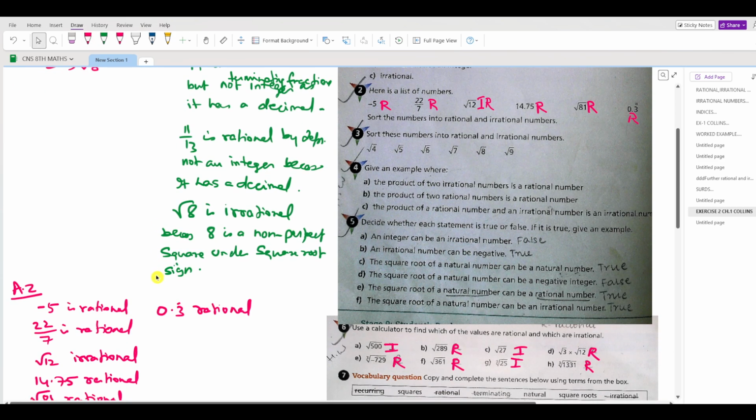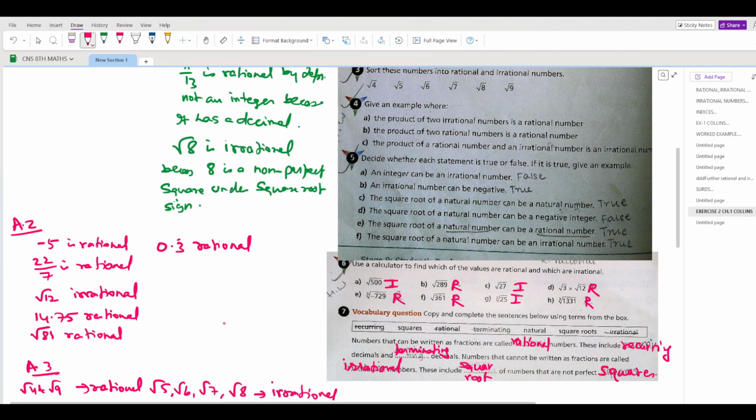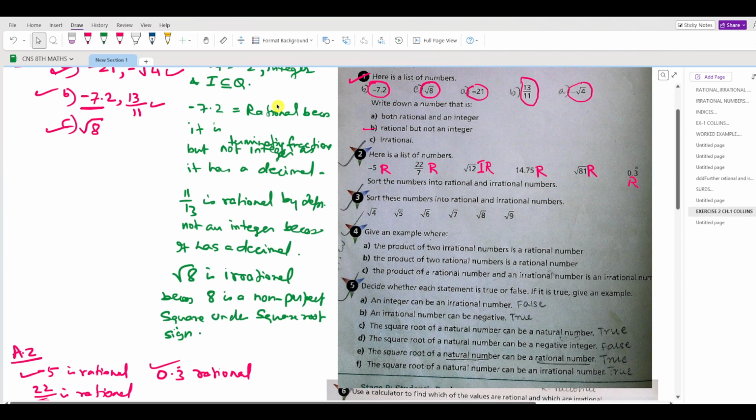And I have written the answers over here. Can you see here? So root 5 is irrational, 22 upon 7 is rational, root 12 is irrational, 14.75 is rational, root 81 is rational, and 0.3 with a dot on it is also rational. The same thing I have written here also. Okay, let us move on to question number 3.